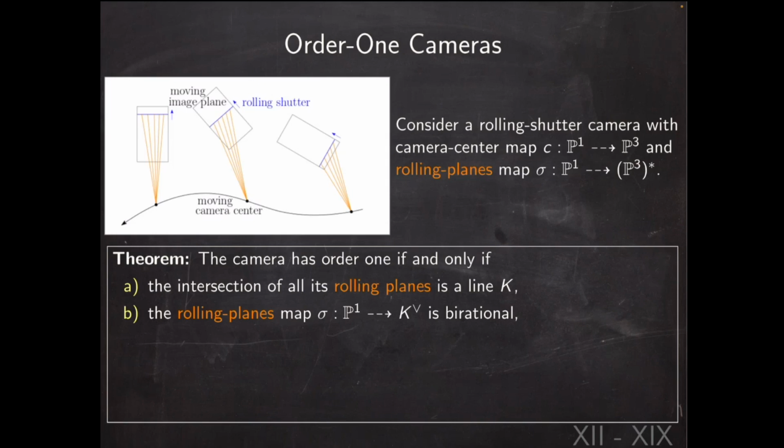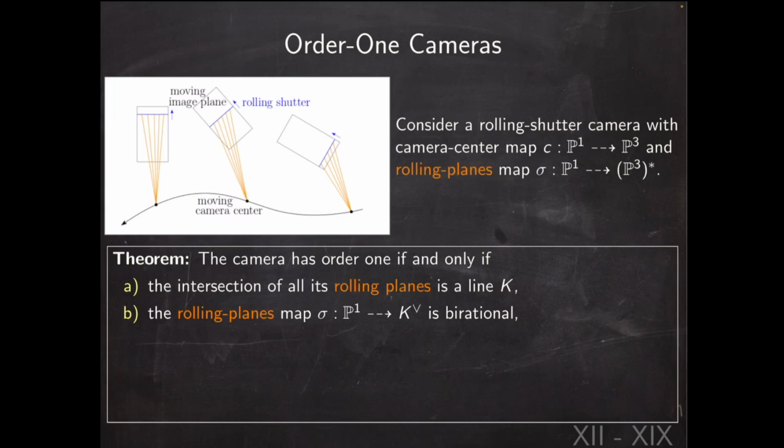So that means, in fact, that this map sigma is a map from P1 to P1, right? Because all the planes that contain a fixed line form a P1. So this rolling planes map that eats a time parameter and outputs a plane, I can write like this, K dual, here's my notation for the planes that contain the line K. And I do not only want that all the planes contain that line K, but that this map from P1 to that P1 is in fact a birational map. So it's very strong what it means to have order 1.